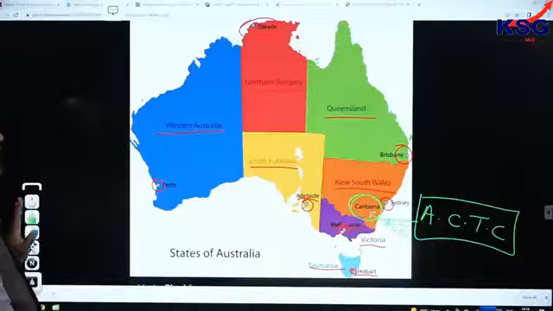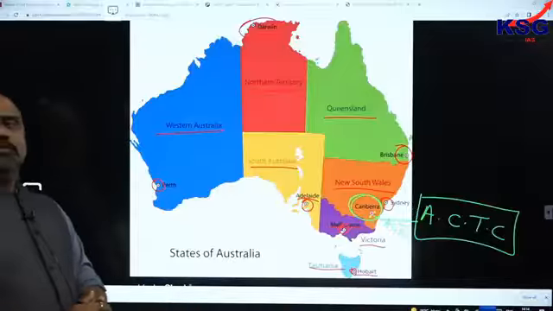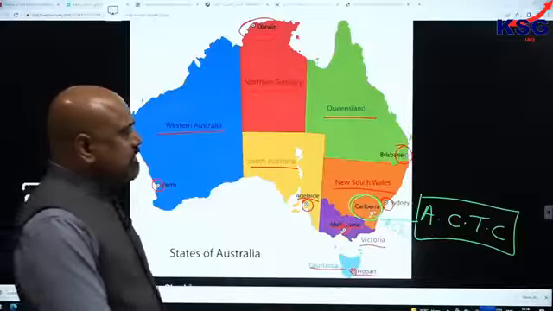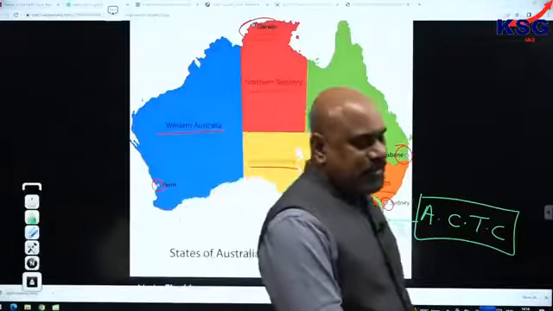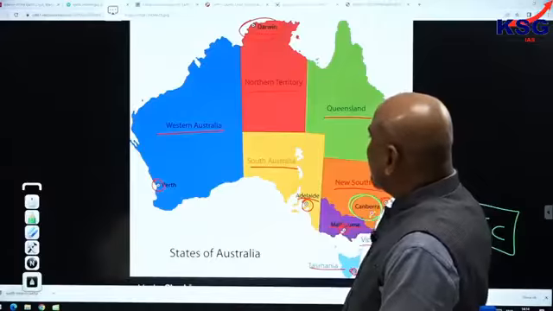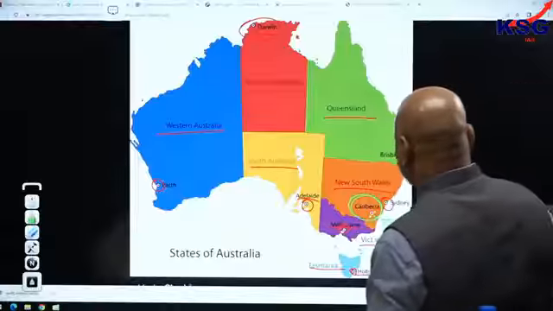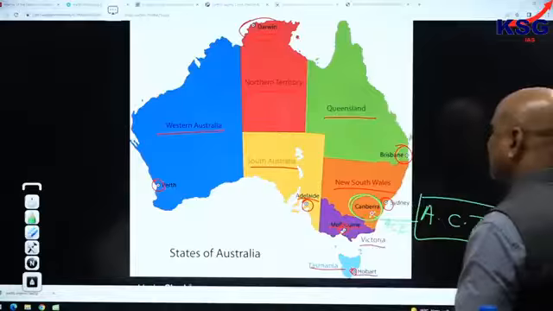As I mentioned, these are all the major features of Australia, as you have seen: Western Australia, Northern Territory, South Australia, Queensland, New South Wales, Victoria, Tasmania and all.